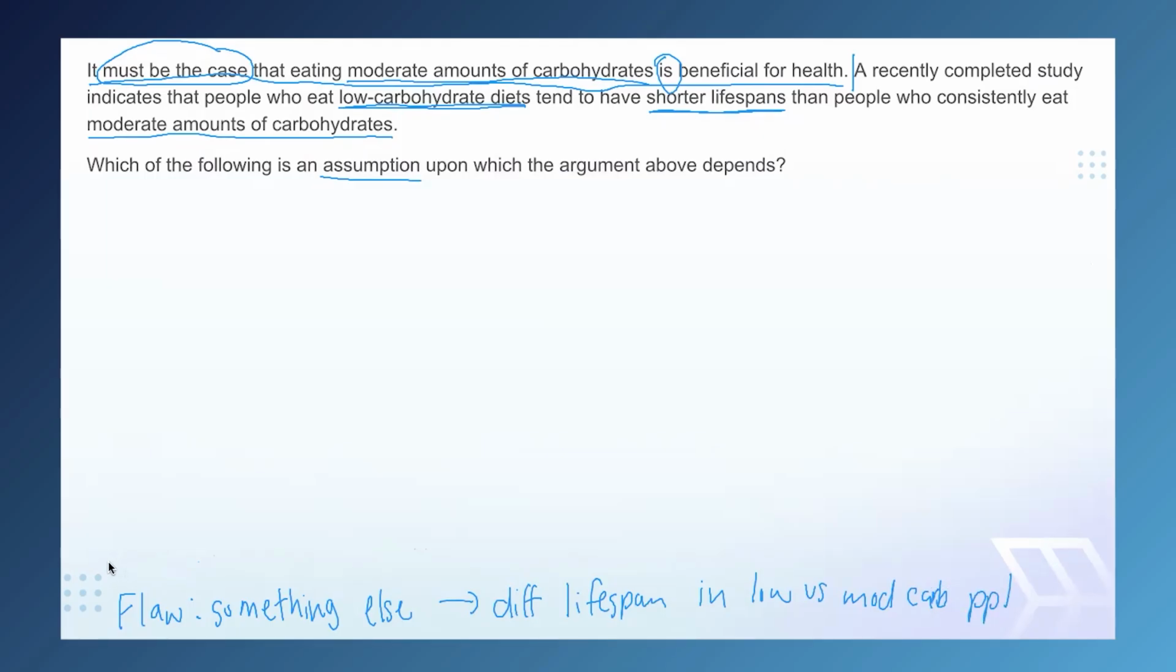All right, now that we have our flaw, we can once again negate that flaw to predict our assumption. So we'll negate by adding a not, or in this case, a does not, for something else does not lead to a difference in lifespan in low versus moderate carb consuming people.